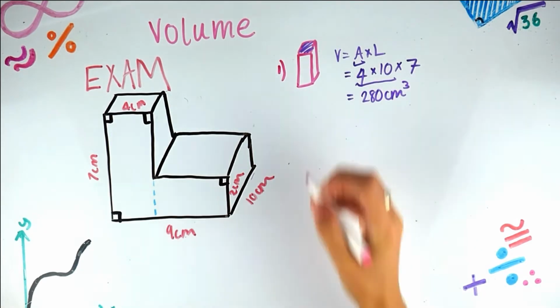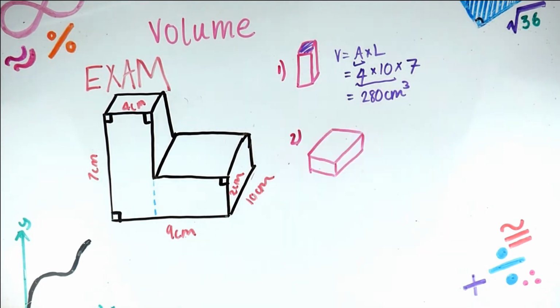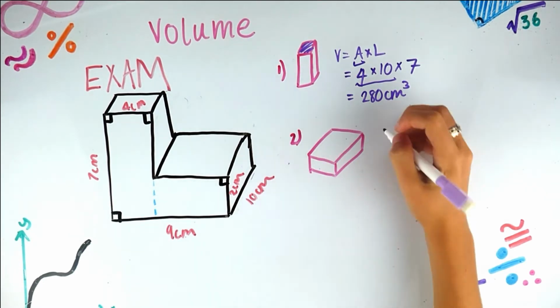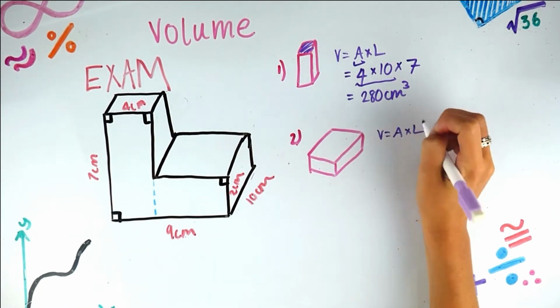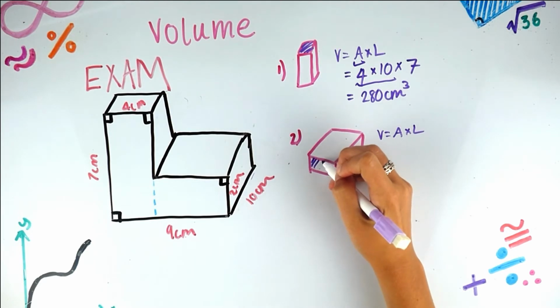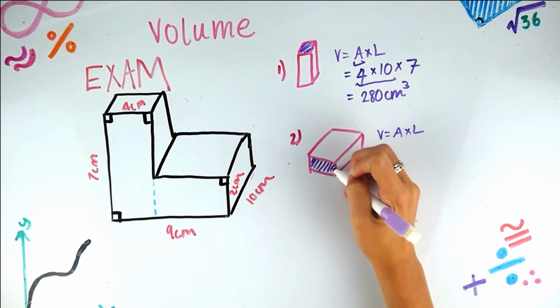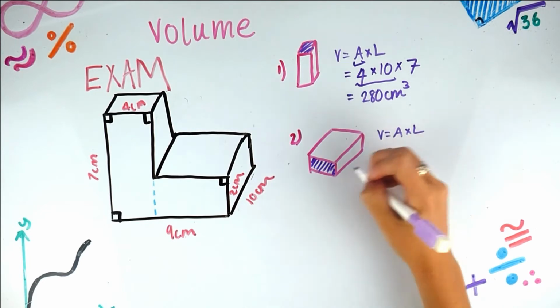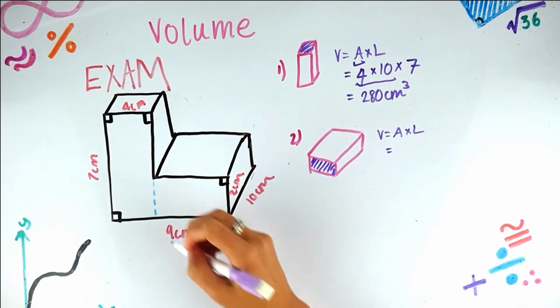Okay, let's move on to the other part. We have parts, so let's work out the volume of that. Again, same thing, we have V equals A times L, so we're going to take A, the cross-sectional area, and then we're going to times it by the length. So what is that?